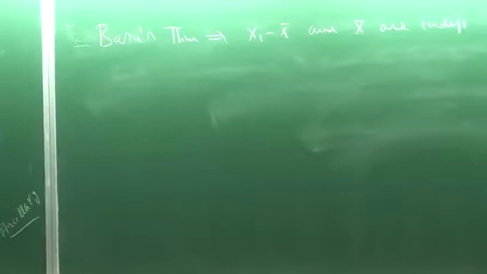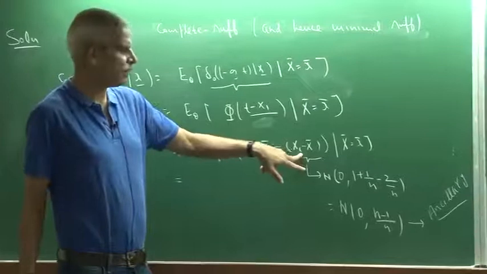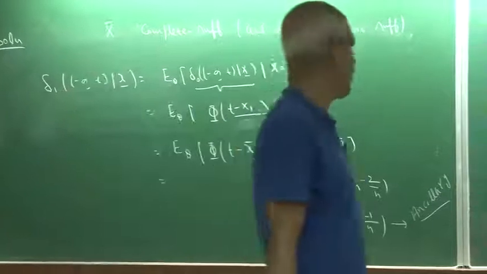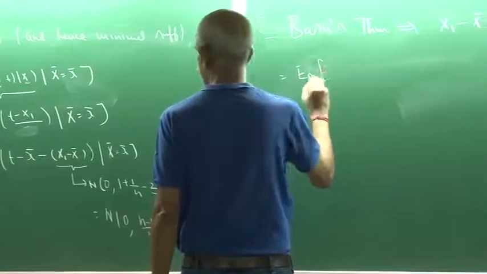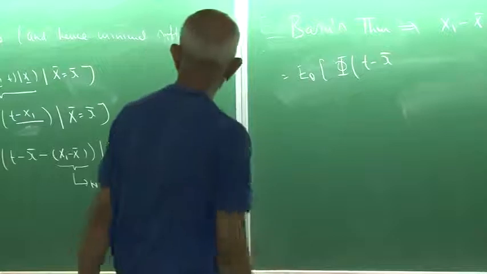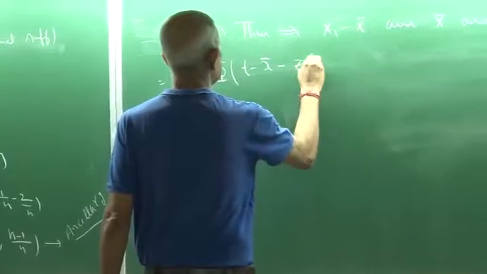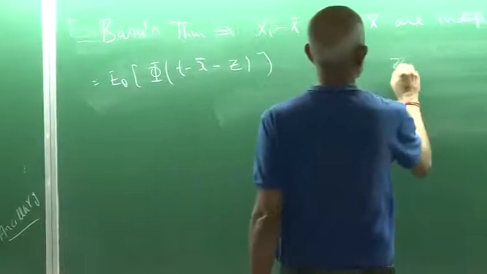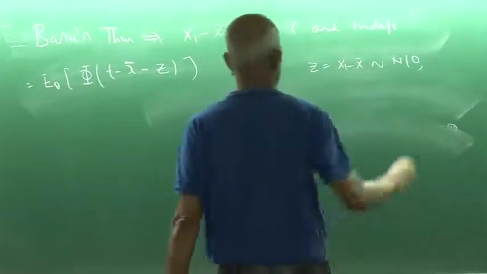And if you see over here, the small x bar is a fixed quantity. So this expectation is with respect to the conditional distribution of x1 minus x bar given x bar. Since the two are independent, this expectation would be the same as the unconditional expectation. So this is the same as expected value of phi of t minus x bar minus z, let me call this z. Conditional is the same as unconditional, where z is x1 minus x bar, which is normal 0, n minus 1 by n.